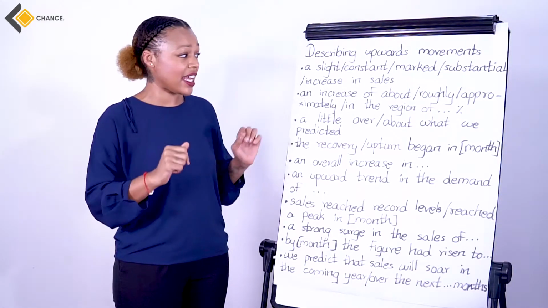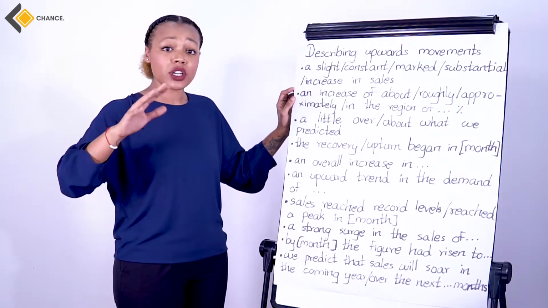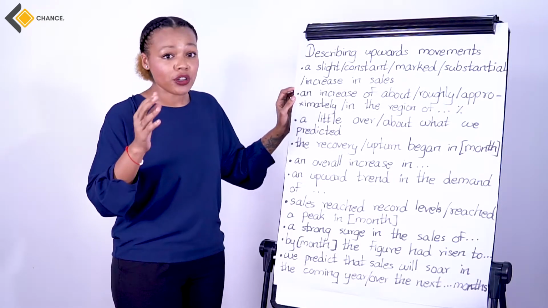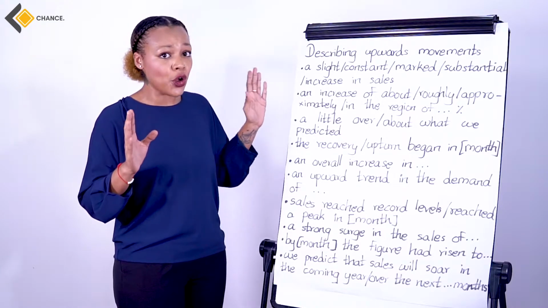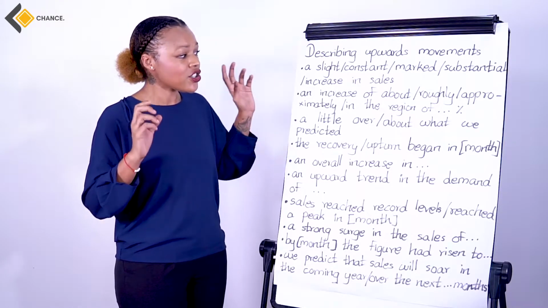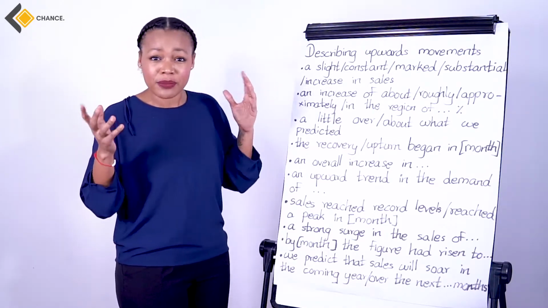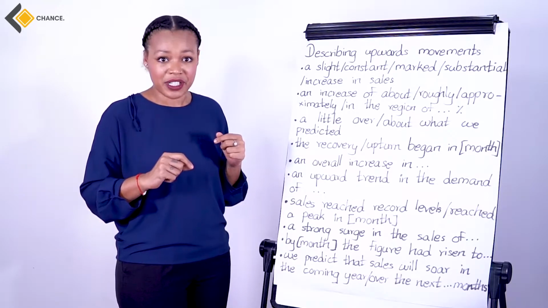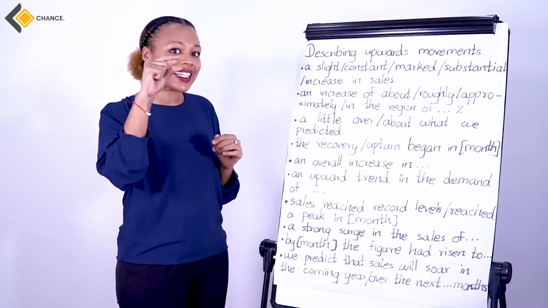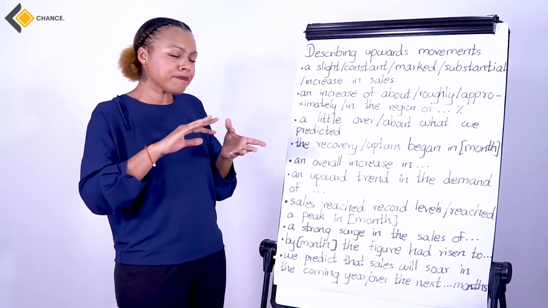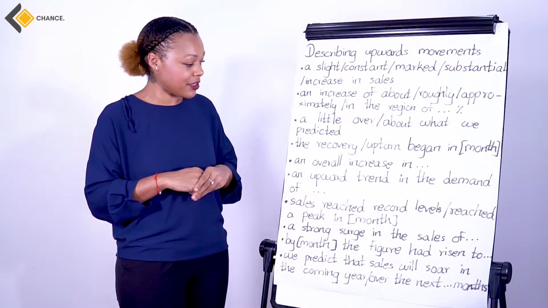You could also say an increase of about, an increase of roughly, an increase of approximately, or you could say in the region of. So you should have noted already that we can't be certain about the actual figure. Roughly, approximately, and then you will say the percentage. Moving on, a little over. It's about what we predicted.